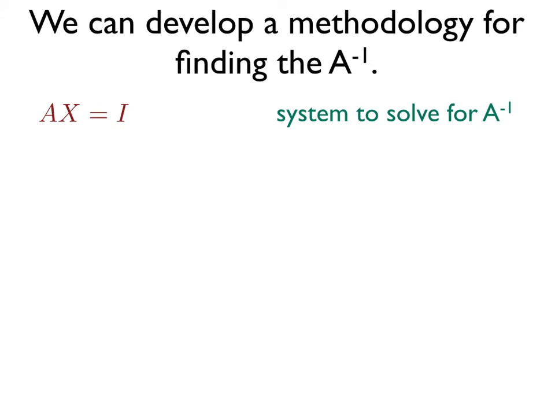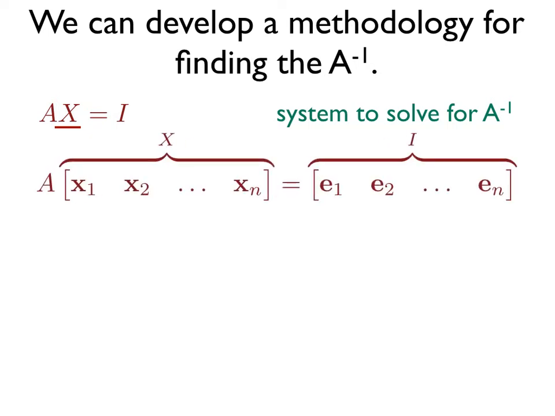So the question is, can we use this to develop a methodology for finding A inverse? And I think we might be able to if we look at it a little carefully here. So if we're looking for the inverse, we're trying to solve a system of equations, A times some matrix X, which gives me the identity matrix, because that is the fundamental definition of what it means to be an inverse. And so that X, if we were able to find a solution to the system of equations, would be A inverse. So what does that look like if we write it out?